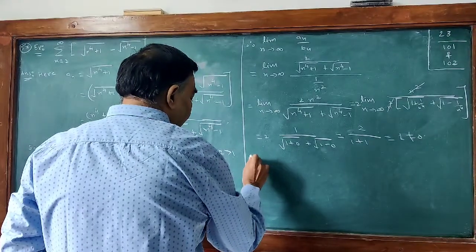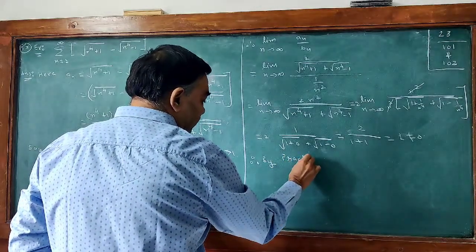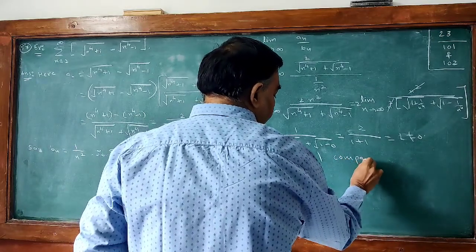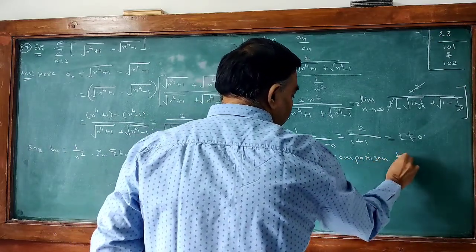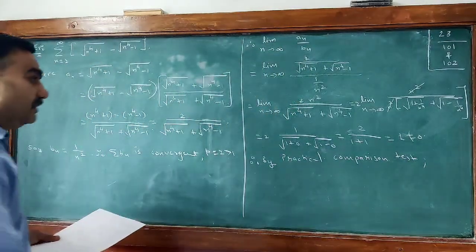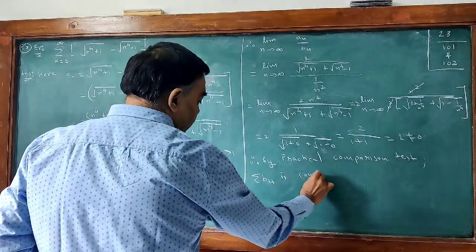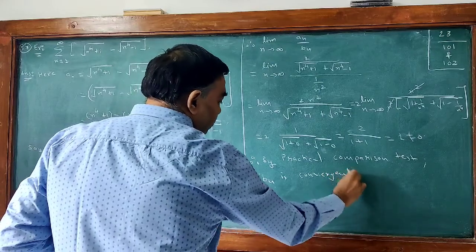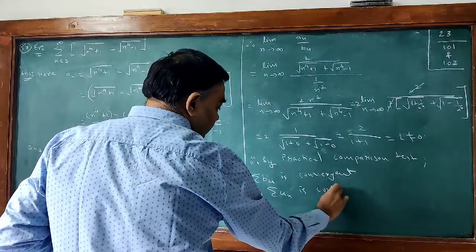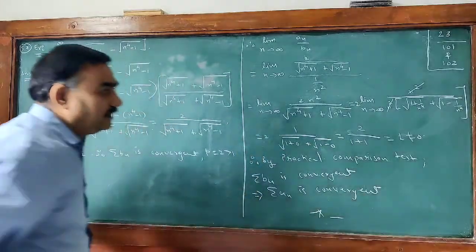Therefore, by limit comparison test, sigma bn is convergent implies sigma an is convergent. So this is the answer.